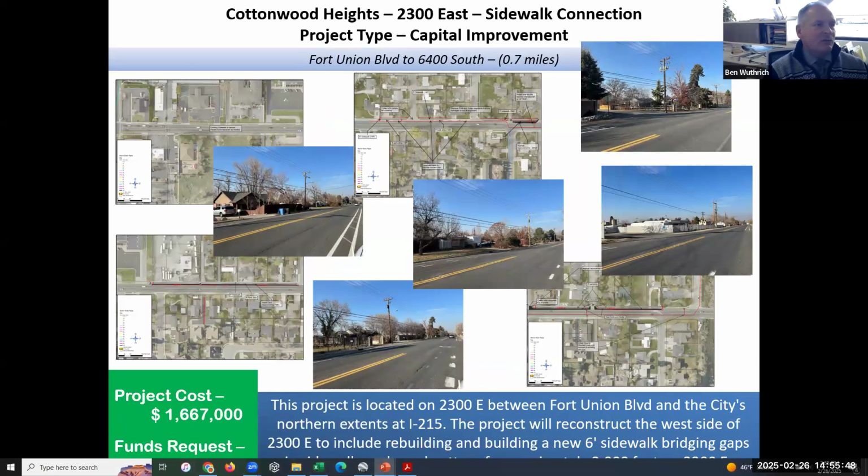This is a project on 2300 East. This is for sidewalk connection between Fort Union Boulevard and 6400 South, about 7/10 of a mile in length. Estimated project cost is 1.6 plus million. Funds being requested are 1.5 plus million.